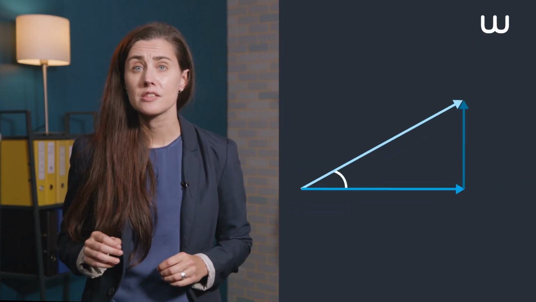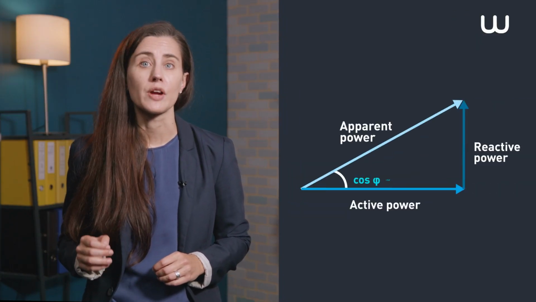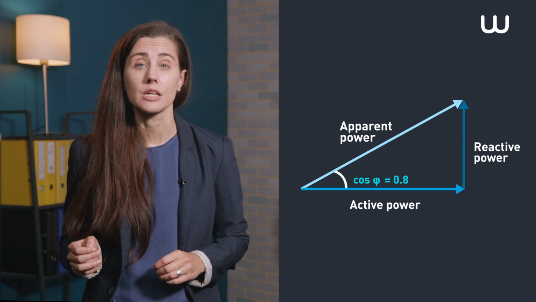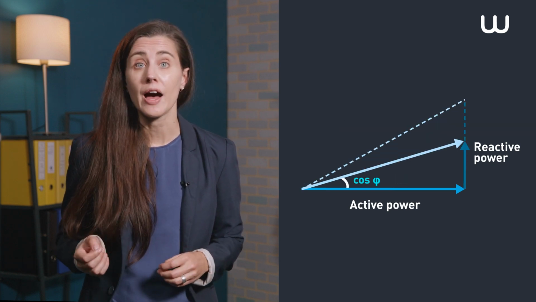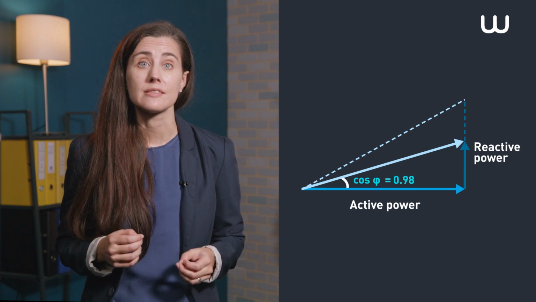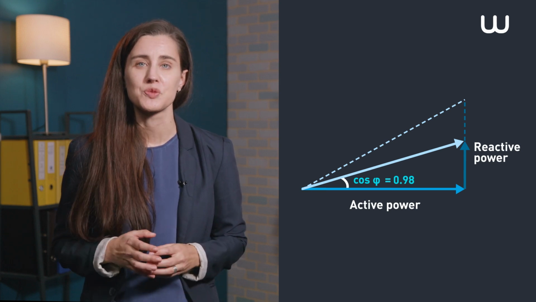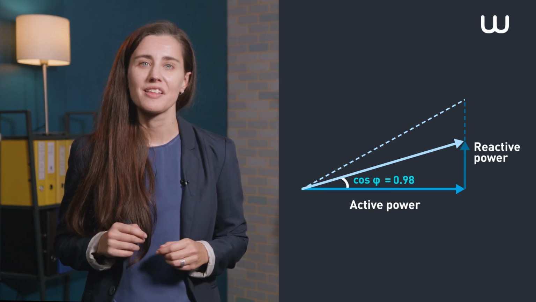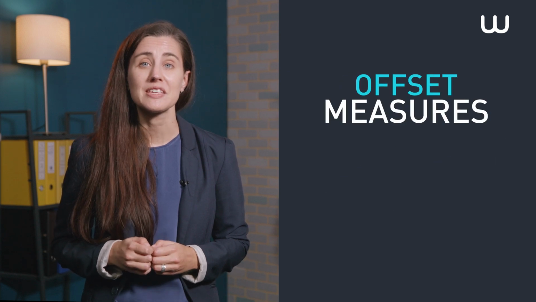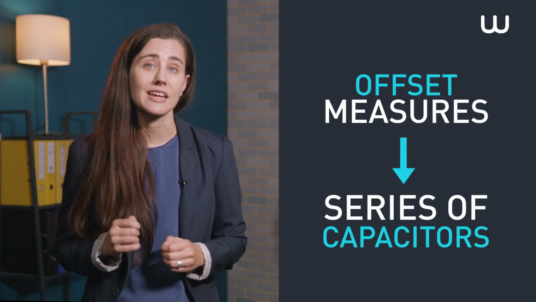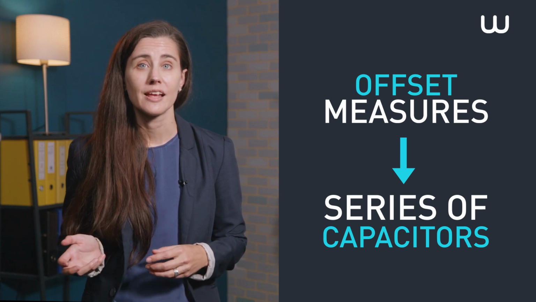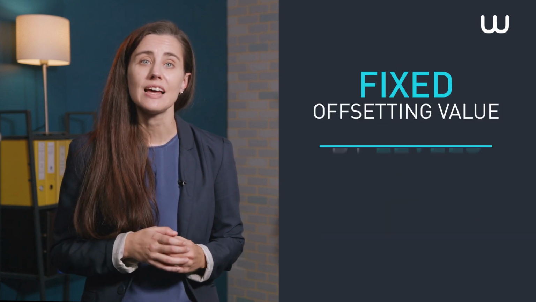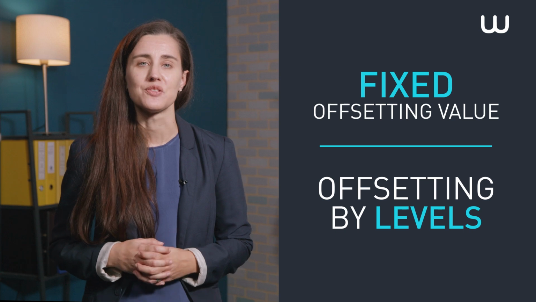What you need to remember. We have seen that it is possible to act on the quantity of reactive energy consumed by the facility by increasing the value of the power factor, cosine phi, which enables the pumping site's electricity bill to be reduced. This is possible thanks to the offsetting measures based on the series of capacitors that can be installed in various locations at the facility according to needs, and enables fixed or level offsetting of the reactive energy consumed.